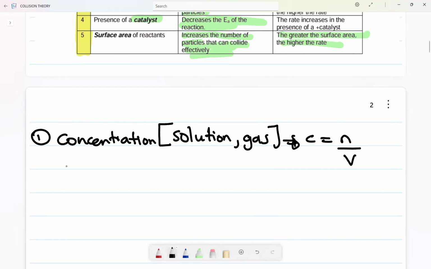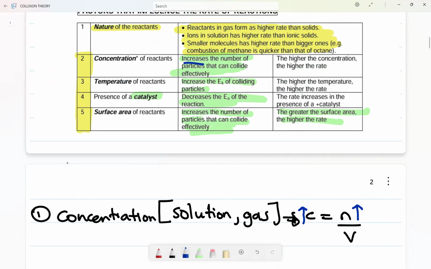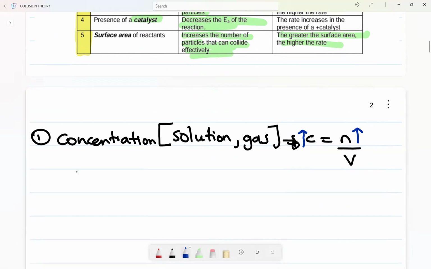This is a very important formula you need. Why? Can you see now, if we increase the concentration, we are increasing the what? The number of particles. This is what we explained. If you increase the concentration, you increase the number of particles, provided that the volume is constant.